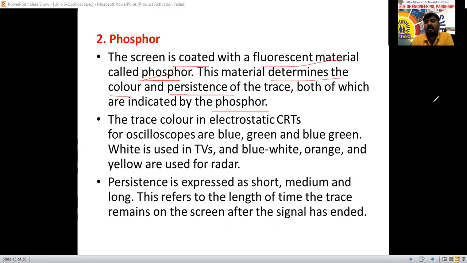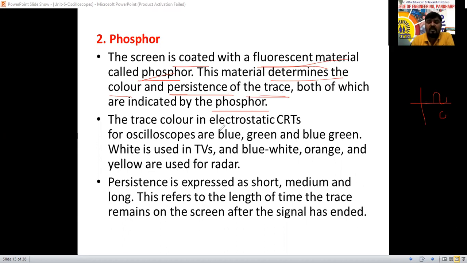Suppose आपने देखा है x axis किधर रहते हैं, हम इसको knob rotation करके इधर identify कर सकते हैं. We can identify that one. It is there in the panel or not. We can bring that one back here. So we can trace that one, the persistence of the trace. Now for that reason, this phosphor or fluorescent material is going to help determine the color and persistence of the trace.